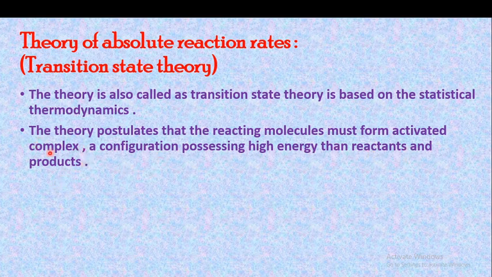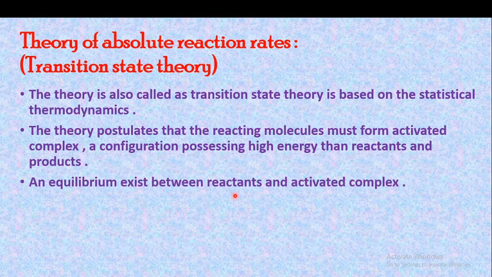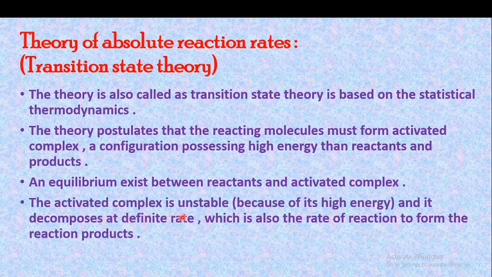So, what is this activated complex? When reactants acquire some energy, that is activation energy Ea, they form a complex called an activated complex, a configuration having higher energy than reactants and products, and equilibrium exists between reactants and activated complex. The activated complex is unstable because of high energy. If energy is high, the complex is unstable. If energy is low, the complex is stable. So here the energy is high, therefore the complex is unstable.